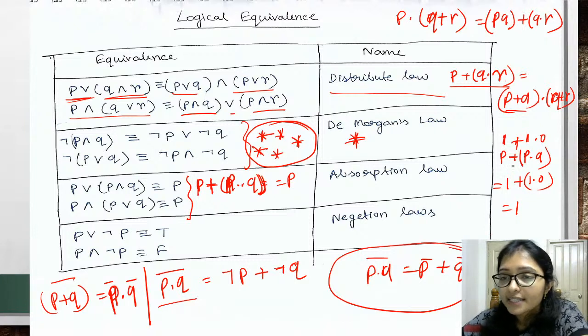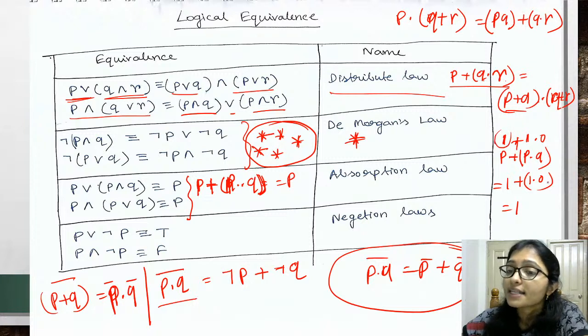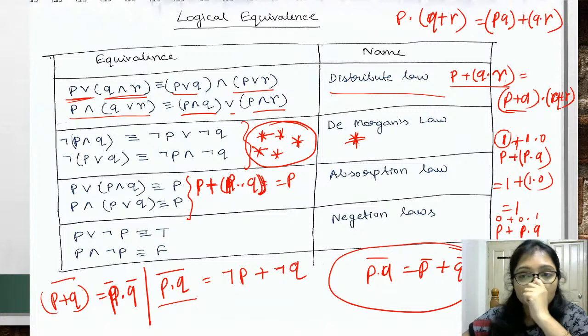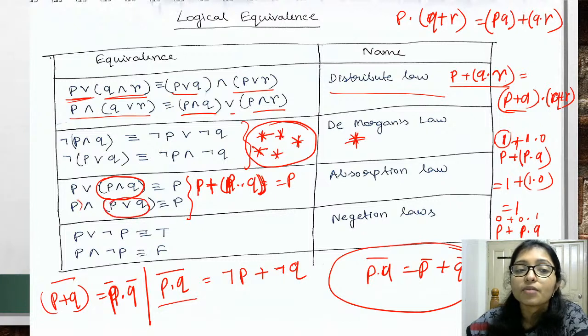1 is coming here, P plus P dot Q. If you take P equals 0, the same will come. P plus P dot Q is there. If you take P equals 0, then 0 dot 1 gives 0, and 0 plus 0 will come 0. So whatever is inside is not the matter. It is coming from here only.